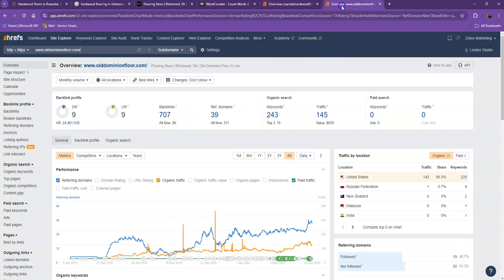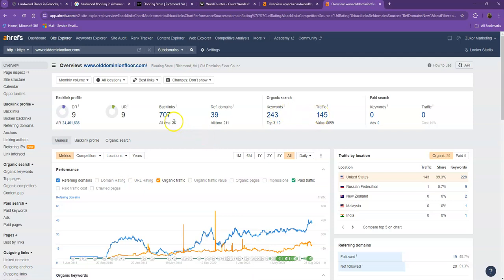Let's also take a look at your competitors' numbers. So with DR and UR, it shows that Google actually finds their website a much more trustworthy and stronger website. That's also because they have more backlinks. They also have more keywords, which gave them more traffic.